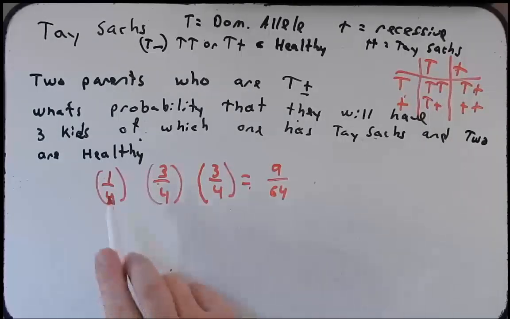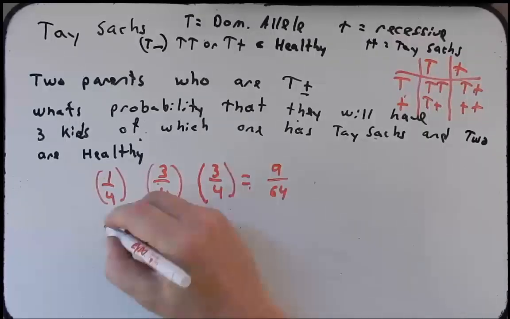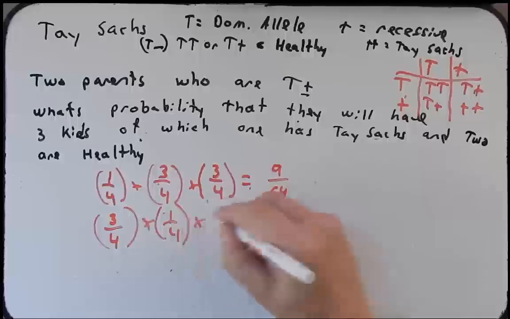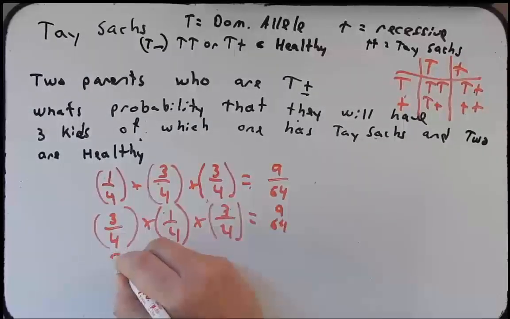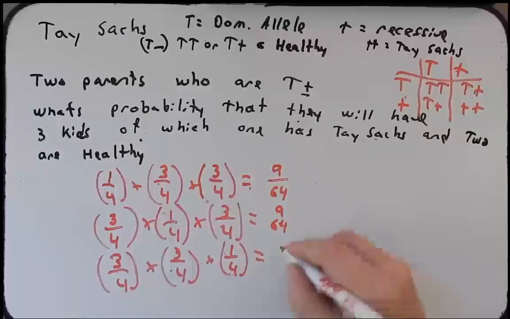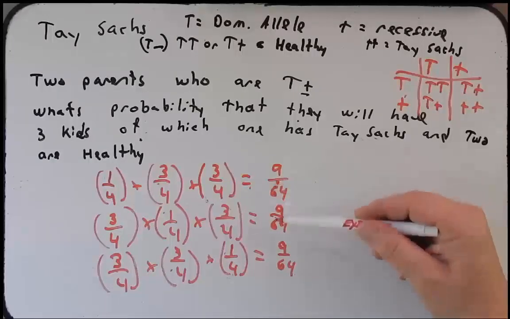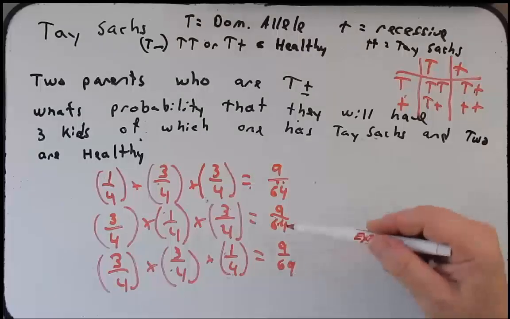Because remember, this is not the only order that you could have the kids. It's possible that the first kid was healthy, and then the second kid had Tay-Sachs, and then the third kid was healthy. Probability of that occurring is 9/64. It's also possible that the first two kids were healthy, and the last kid had Tay-Sachs. This is also a 9/64 chance of happening. Each of these events can occur. However, they cannot occur at the same time. This event is mutually exclusive of these two. This one's mutually exclusive of these two, and this one's mutually exclusive of these two.